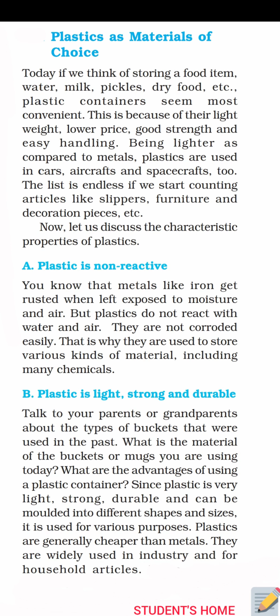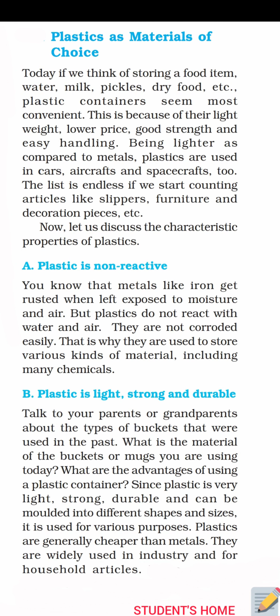Now coming to the next one, that is plastics as material of choice. So today if we think of storing a food item, for example water, milk, pickles, dry food, etc., a plastic container seems most convenient. This is because of their light weight, lower price, good strength, and easy handling. Being lighter as compared to metals, plastics are used in cars, aircraft, and spacecraft too. The list is endless if we start counting articles like slippers, furniture, and decoration pieces, etc.